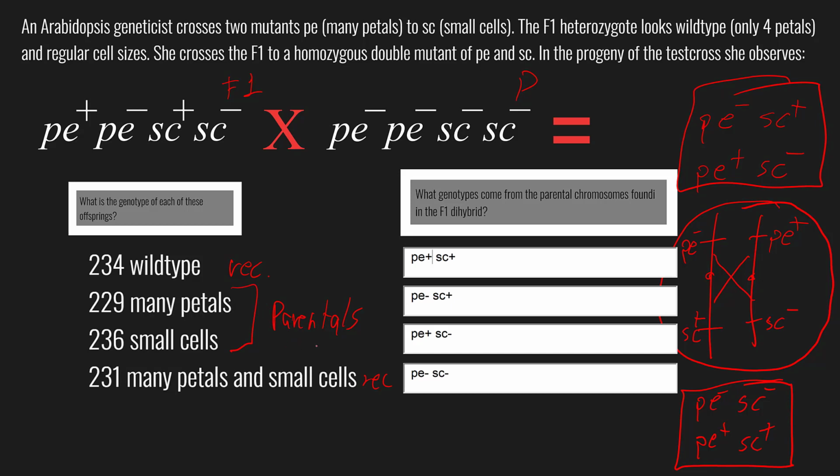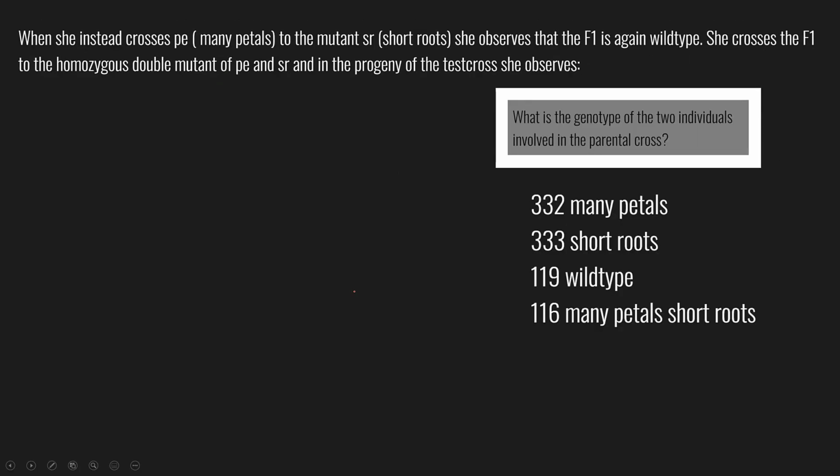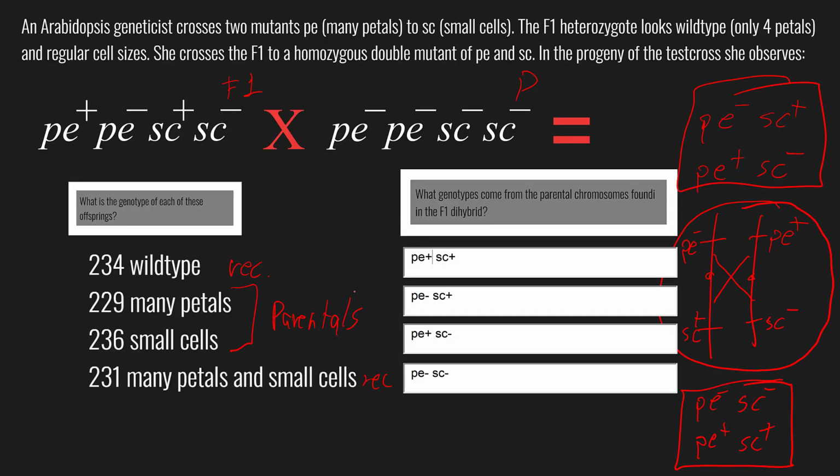Okay, so during your tutorials and during your midterms and finals, you're going to encounter tables that are a little more difficult to interpret. So the key and my suggestion for you is to look at them in pairs. Don't try to look at the data as a whole, but make comparisons. For example, now they're telling us that instead of crossing the petals with the small cells mutant, we cross the petals with a mutant for short roots.